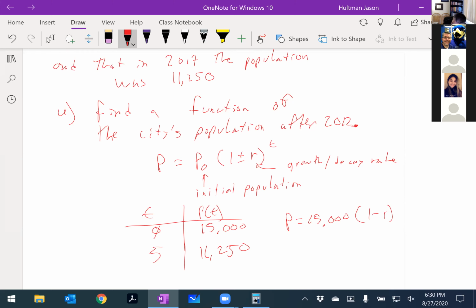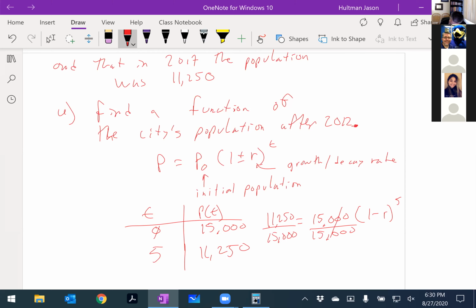And what's T? T is 5 years. And what's the final value here? Well, the final value is 11,250. So all I have to do is solve this equation for R, and that will give me my decay rate. It's a decay rate because we went down in population instead of going up. So I'm going to take this and divide by 15,000.